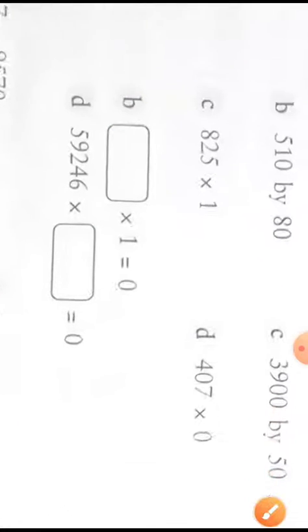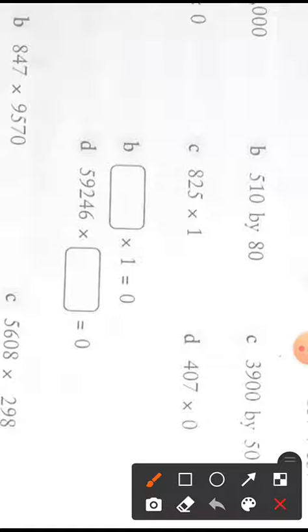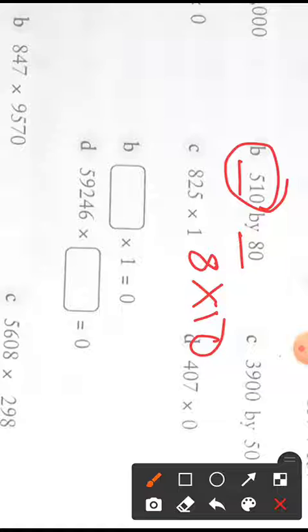Now check another question. Here we have question number B, where we have to multiply 510 by 80. So what will you do? See, 80 can be written as 8 into 10, isn't it? We can write 80 as 8 into 10. So what you do, first you multiply this number, that means 510 by 8. Just by 8 you multiply.